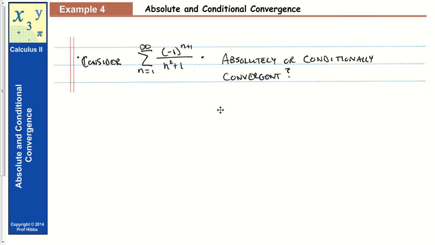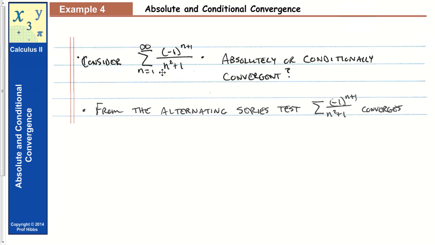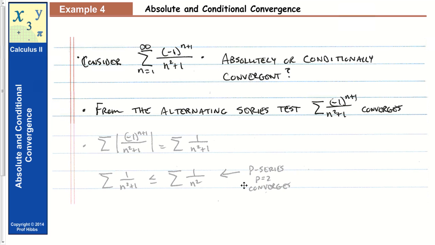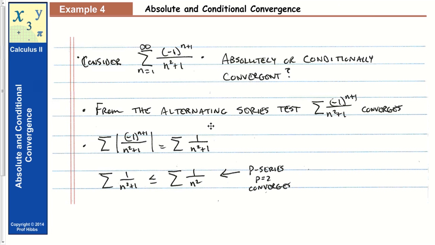Okay, in this example here, again, we happen to have an alternating series, and we want to know whether this is absolutely or conditionally convergent. Well, from the alternating series test, we can figure out real quickly that this converges. So the next thing we have to do is decide whether it converges absolutely. And so when we look at the sum of the absolute values, we just have the sum of 1 over n squared plus 1. Now we're going to use the direct comparison test, and we're going to compare this series to a p-series, okay?